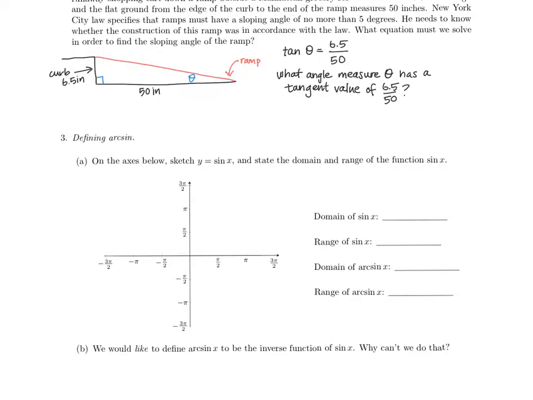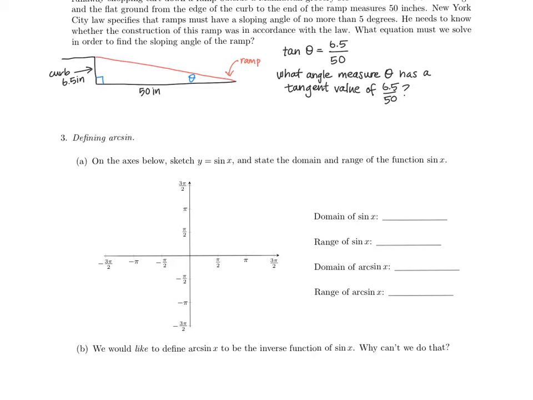All right, number 3. It says on the axes below, sketch y equals sine x, state the domain and range of the function sine x. So just these top 2 right over here, domain and range, and then give me a nice, well-labeled graph of sine x on there. All of it. Don't try and make any adjustments quite yet. Pause the video and then come back. All right, how's it going?